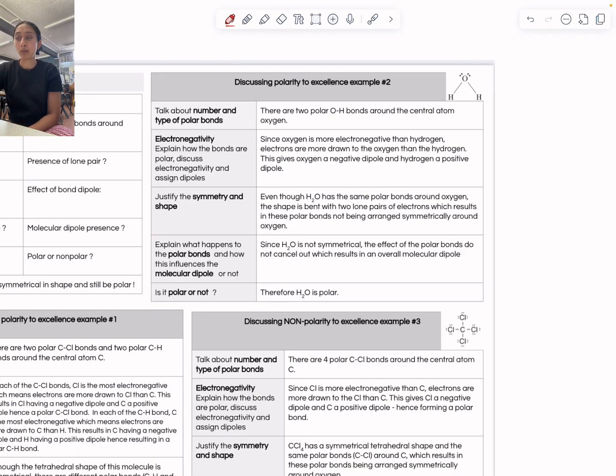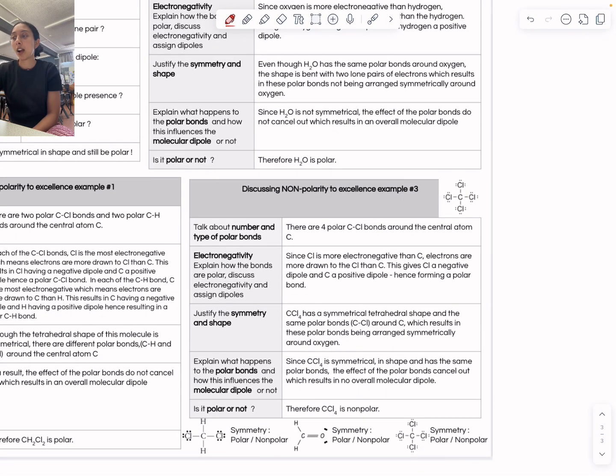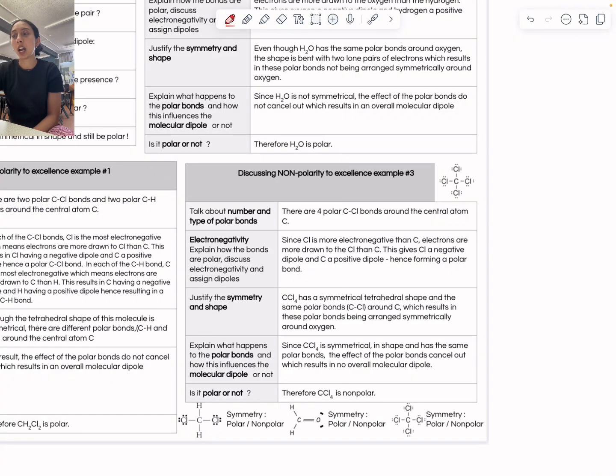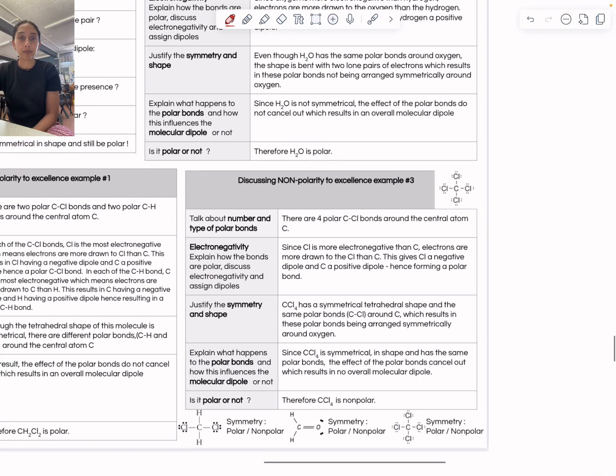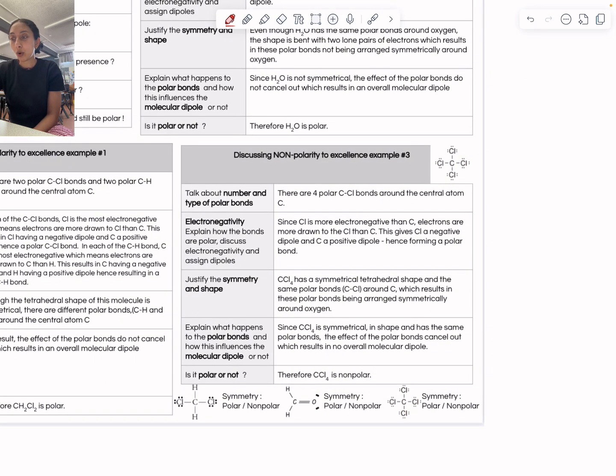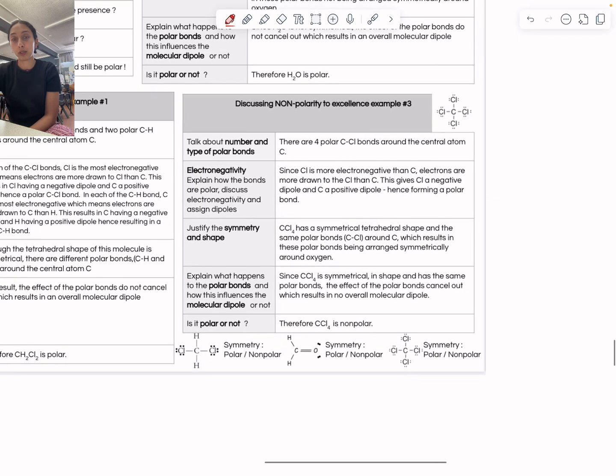Since H2O is not symmetrical, the effect of the polar bonds do not cancel out, which results in the overall molecule being polar because that molecular dipole does not cancel out. That's why water is polar. Last of all, we've got this molecule over here. So we've got 4 polar CCl bonds with the central atom C. Since chlorine is more electronegative than C, electrons are more drawn to the Cl than C. This gives Cl a negative dipole and C a positive dipole, hence forming a polar bond.